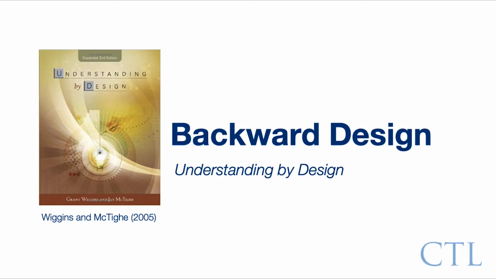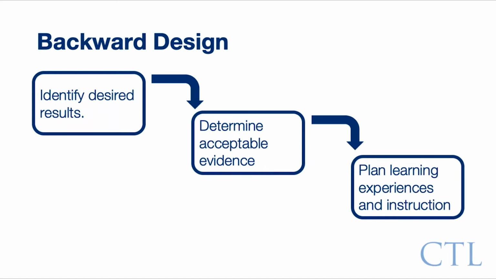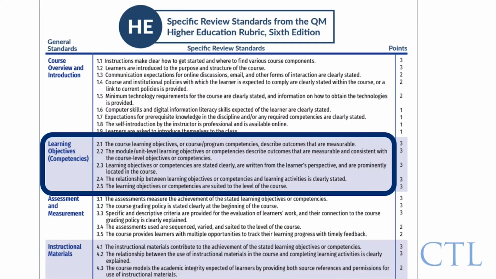To design for hybrid or online learning and delivery, one has to go back to basics and draw on the backward design framework as articulated by Wiggins and McTighe in Understanding by Design. This framework takes a 3-stage approach to planning backward. Stage 1, identify desired results. These are the course learning objectives. Stage 2, determine acceptable evidence or course assessments. And Stage 3, plan learning experiences and instruction.